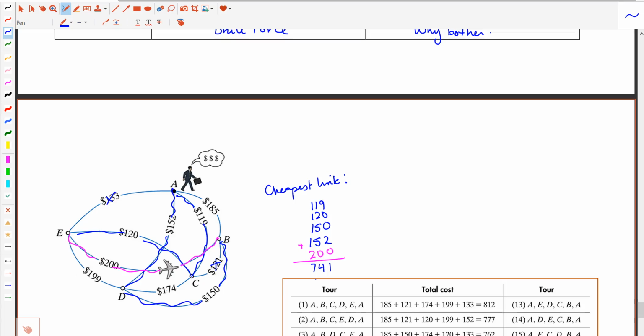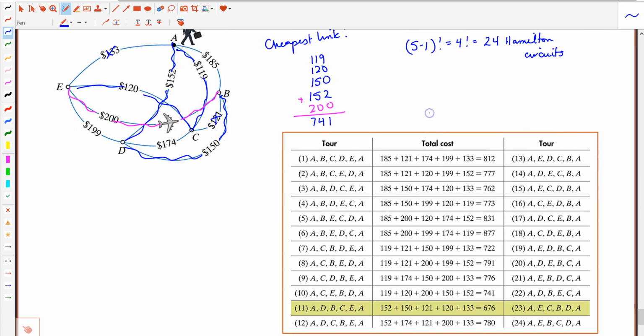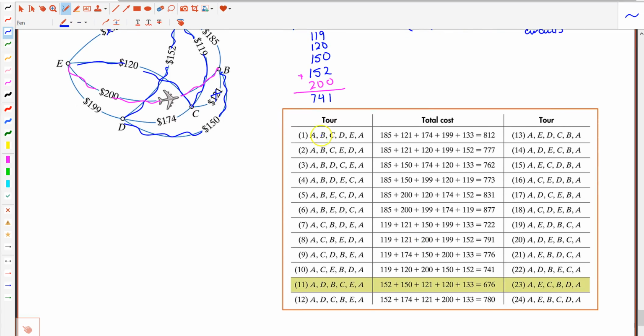If you were to solve this problem using brute force, because this one has 5 vertices, this means there's 5 minus 1 factorial, or 4 factorial, or 24 possible Hamilton circuits. Now you only have to find the weights for the 12 unique ones, because the other 12 are just going to be mirror images. Right here I have a table for those 12 unique Hamilton circuits, because here are their mirror images over here. That gives you your 24 Hamilton circuits total.